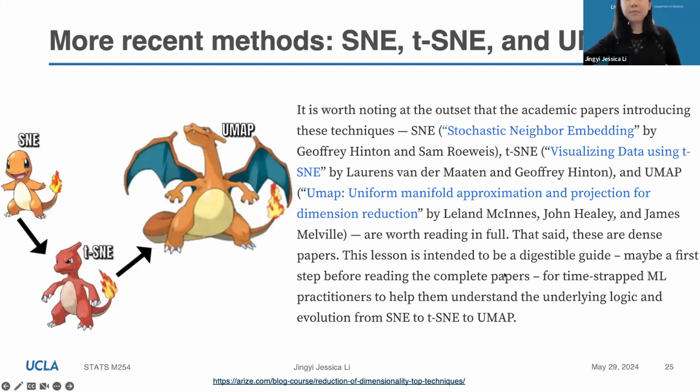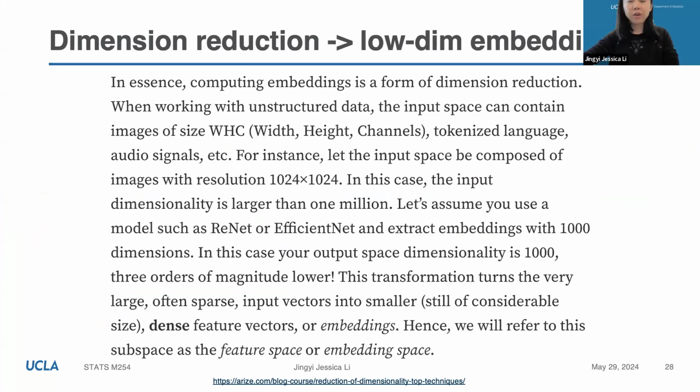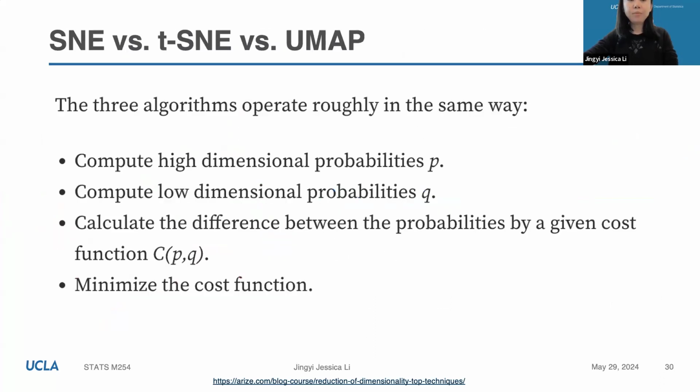And SNE, t-SNE, and UMAP are the more recent methods. So SNE is the first one. Then t-SNE modifies it to make the low dimensional embedding show clearer clusters. So it will try to pull closer points in the high dimensional space closer to each other in the low dimensional space and push the far away data points in the high dimensional space farther away in the low dimensional space to exaggerate the clustering pattern. That's the intuition behind t-SNE.